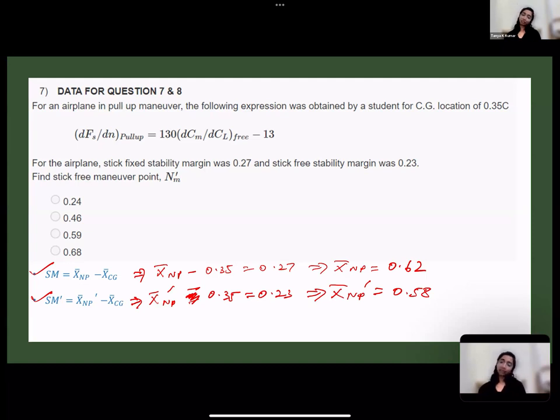Yes. Let me just write stick fixed maneuver point, stick-free maneuver point. Now for this, you told me that dFs by dn equal to 0. It is the CG location at which dFs by dn is 0. What about the stick fixed maneuver point? What is the condition? Is it the same?